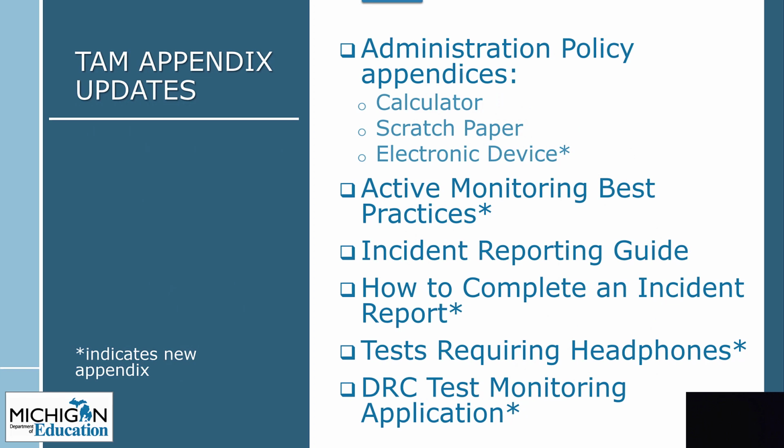The Test Administration Manual, or TAM, has several new and updated appendices that will help you throughout the test administration. The next several slides will describe the new appendices in more detail, but this is a list of some of them. There are 3 policy appendices: the calculator, scratch paper, and electronic device policies. Only the electronic device policy is new.